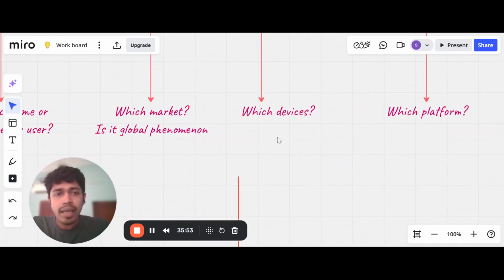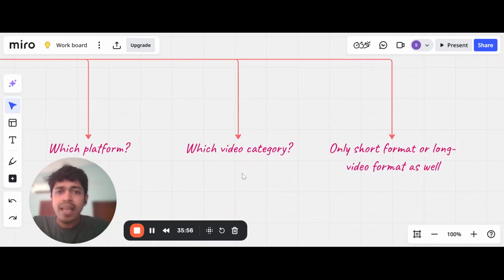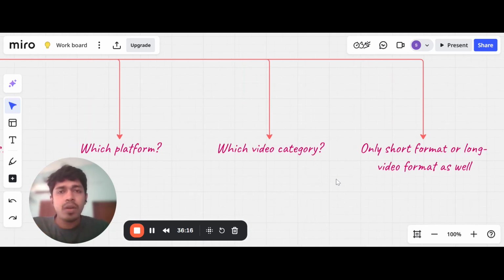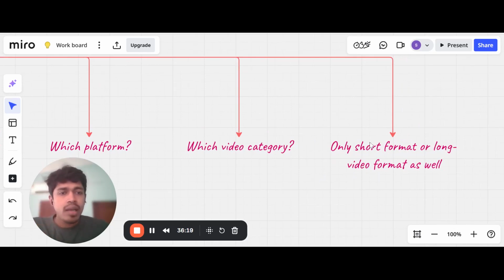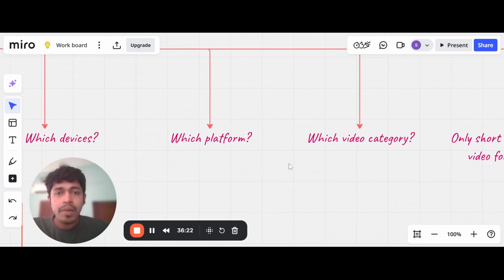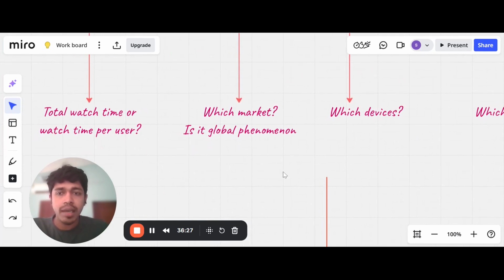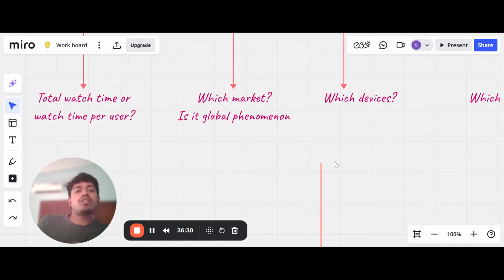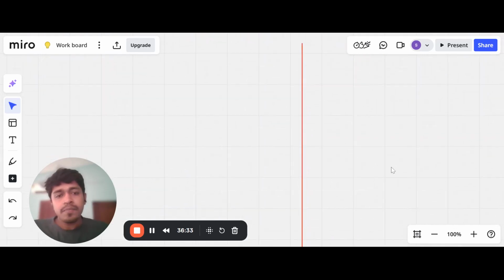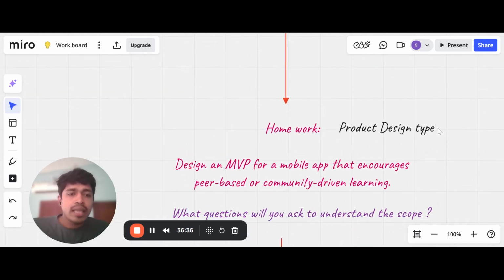Usually it's around the market, devices, platform, etc. And these questions are actually related to the type of the product itself. If it's a social media platform, it won't be about video, right? Probably it's about something else. What are the categories of features, right? Or since it's about video, we are asking about short format, long format video. But if this product is e-commerce, we'll actually ask about category of products, right? But still these questions are very common: which platform, which devices, which market, right? And then defining the keywords is also something you definitely have to do. So that's the whole idea about asking about the scope.